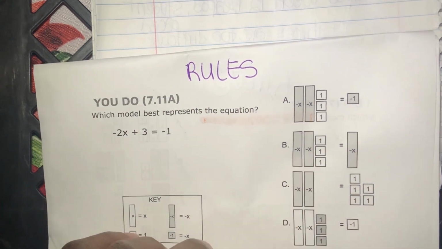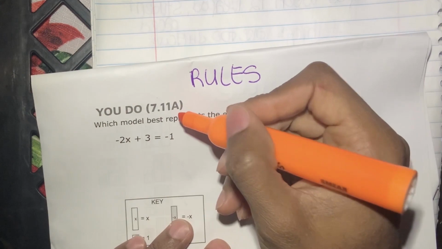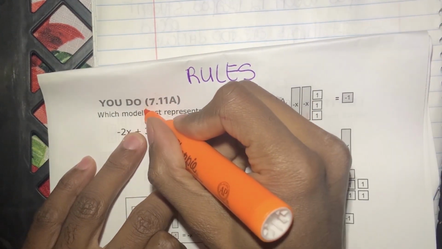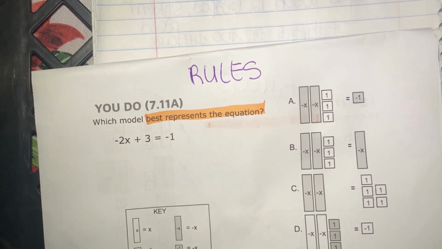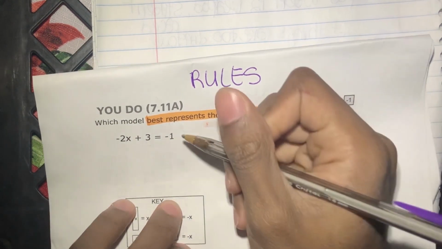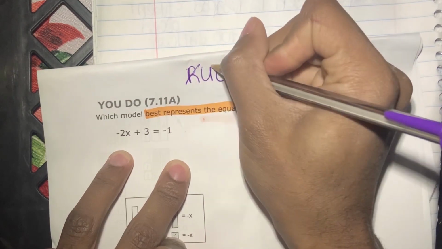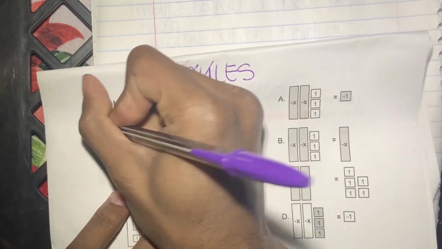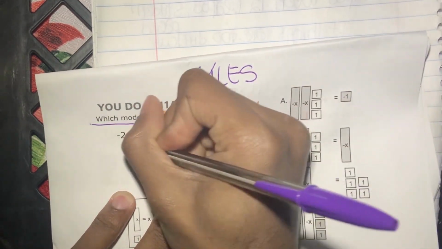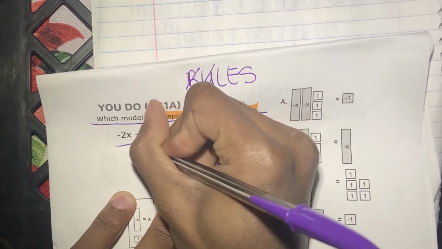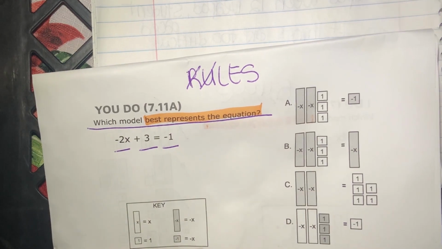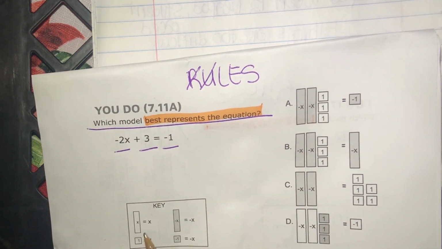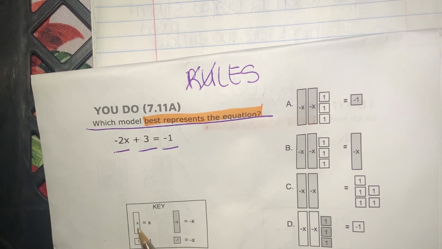Which model best represents the equation? We're looking for the best representation of the equation negative 2x plus 3 is equal to negative 1. We read the word problem. We underlined and highlighted the specific part of the question. So we have negative 2x plus 3 is equal to negative 1. This is our key right here. The positives are in the white color and the negatives are in the colored color.